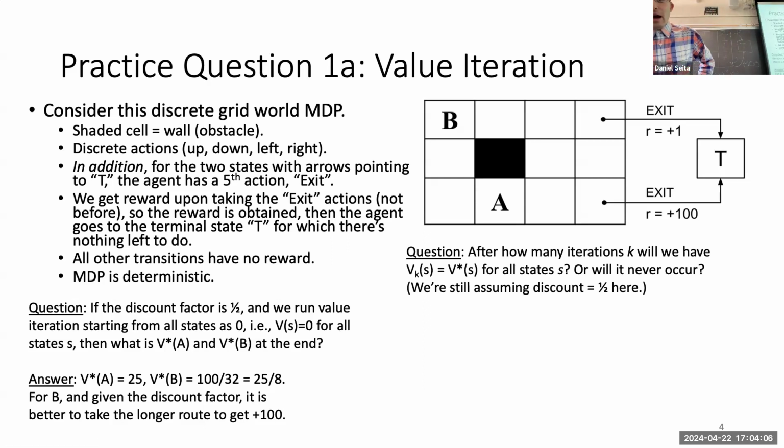All right. After how many iterations k will we have bk of f equal the optimal value for all the states? So it's a little bit trickier here. Assuming you have a discount factor of 1/2, after how many iterations of value iteration do all the numbers converge, so that you don't have to do any more iterations?